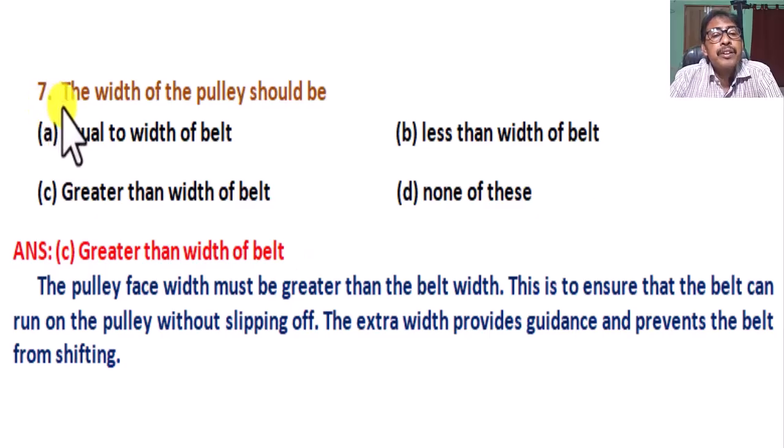Question number 7. The width of the pulley should be option A, equal to width of belt, option B, less than width of belt, option C, greater than width of belt, option D, none of these. Correct answer is C, greater than width of belt. The pulley face width must be greater than the belt width. This is to ensure that the belt can run on the pulley without slipping off. The extra width provides guidance and prevents the belt from shifting.